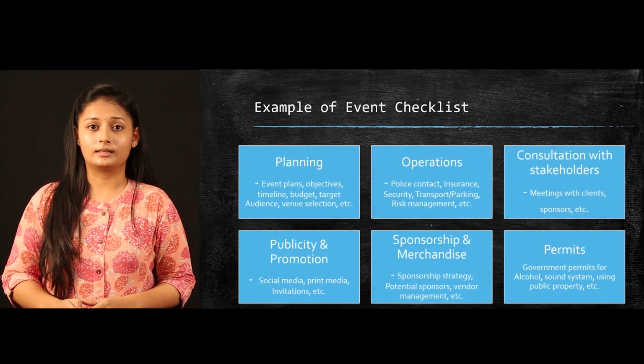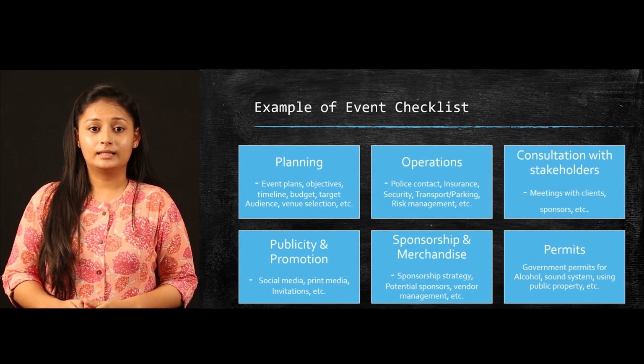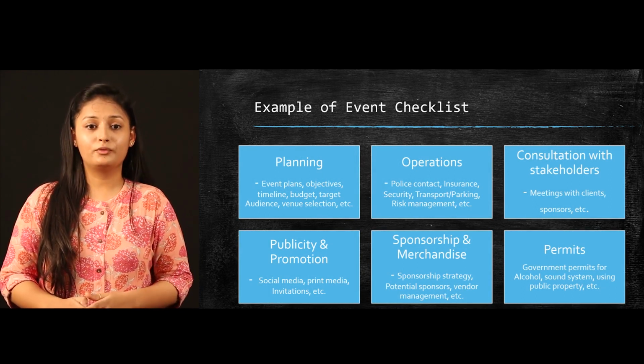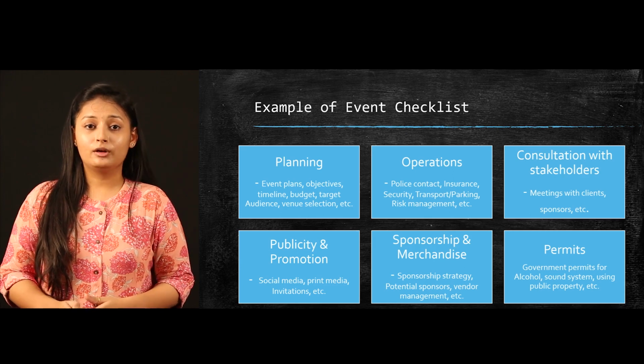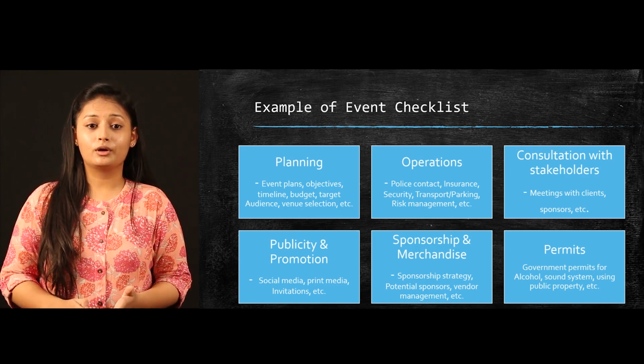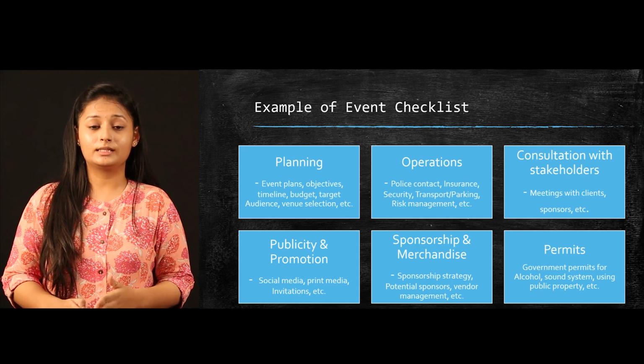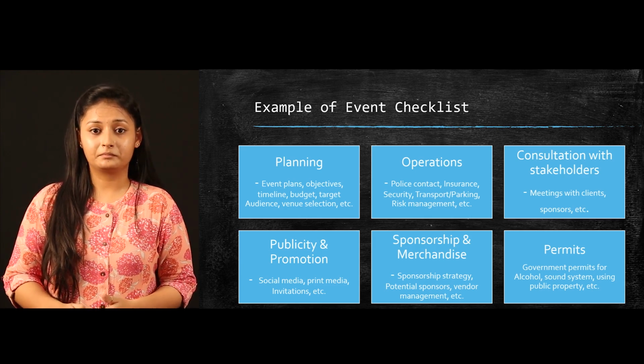Example of an event checklist. First is the planning. In planning, what all activities do you need to perform? That is event plans. You make objectives. You make the timeline of the event, budget, target audience. You need to identify your target audience and you need to select your venue as well.